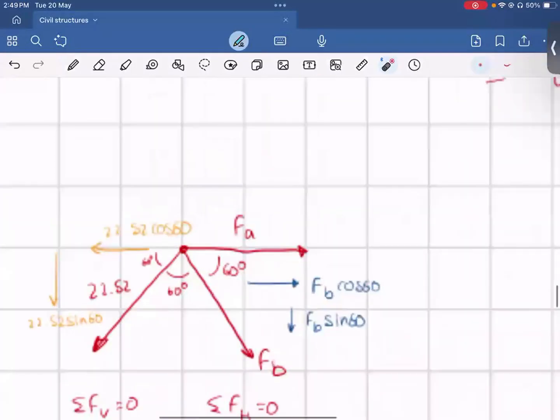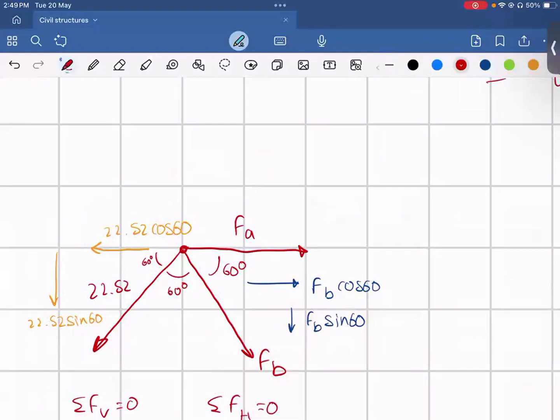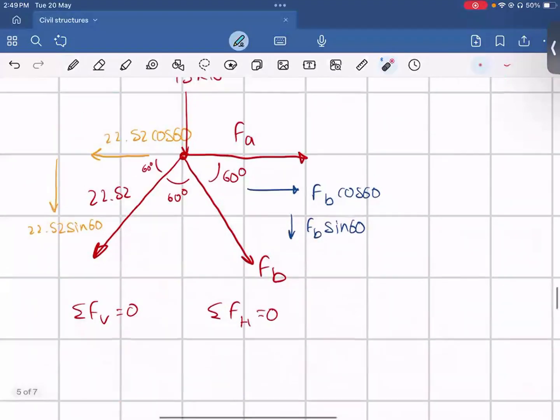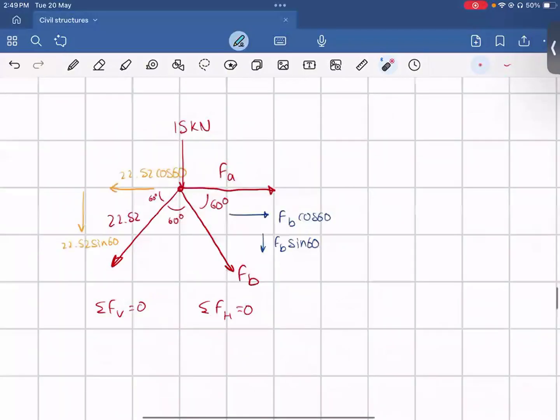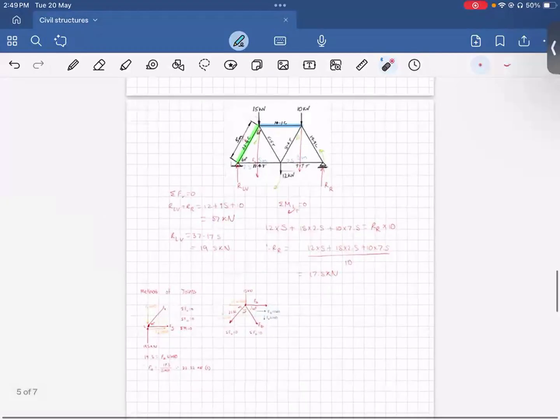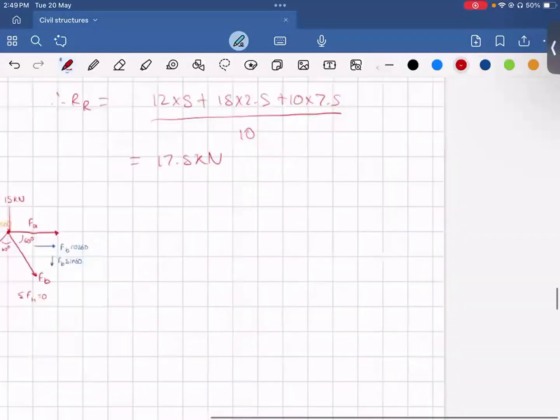Now we do have another force here that I forgot to add, which was the 15 kilonewtons acting that way. So in this case, the step will probably be to determine what FB is equal to, and then after you've determined what FB is, then determine FA, but that is very long and complicated. So instead, we can use method of sections, which is done like so.